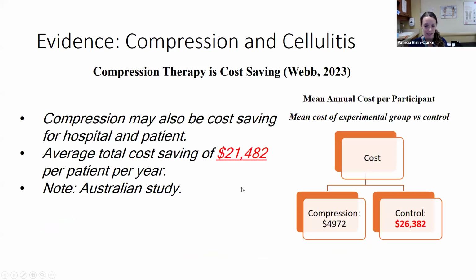This group also did an interesting study on cost saving for compression with cellulitis. I won't get too much into the study, and it is Australia based, just as a note. But they found that for the patients using compression, this equated to about a $21,000 savings over the year, and this includes both patient savings and healthcare savings, which is pretty big.